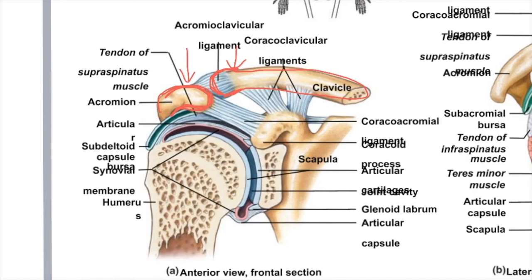The ligament in between those two bones is the acromioclavicular ligament. Acromioclavicular ligament. It's the name of the ligament that goes between those two structures.